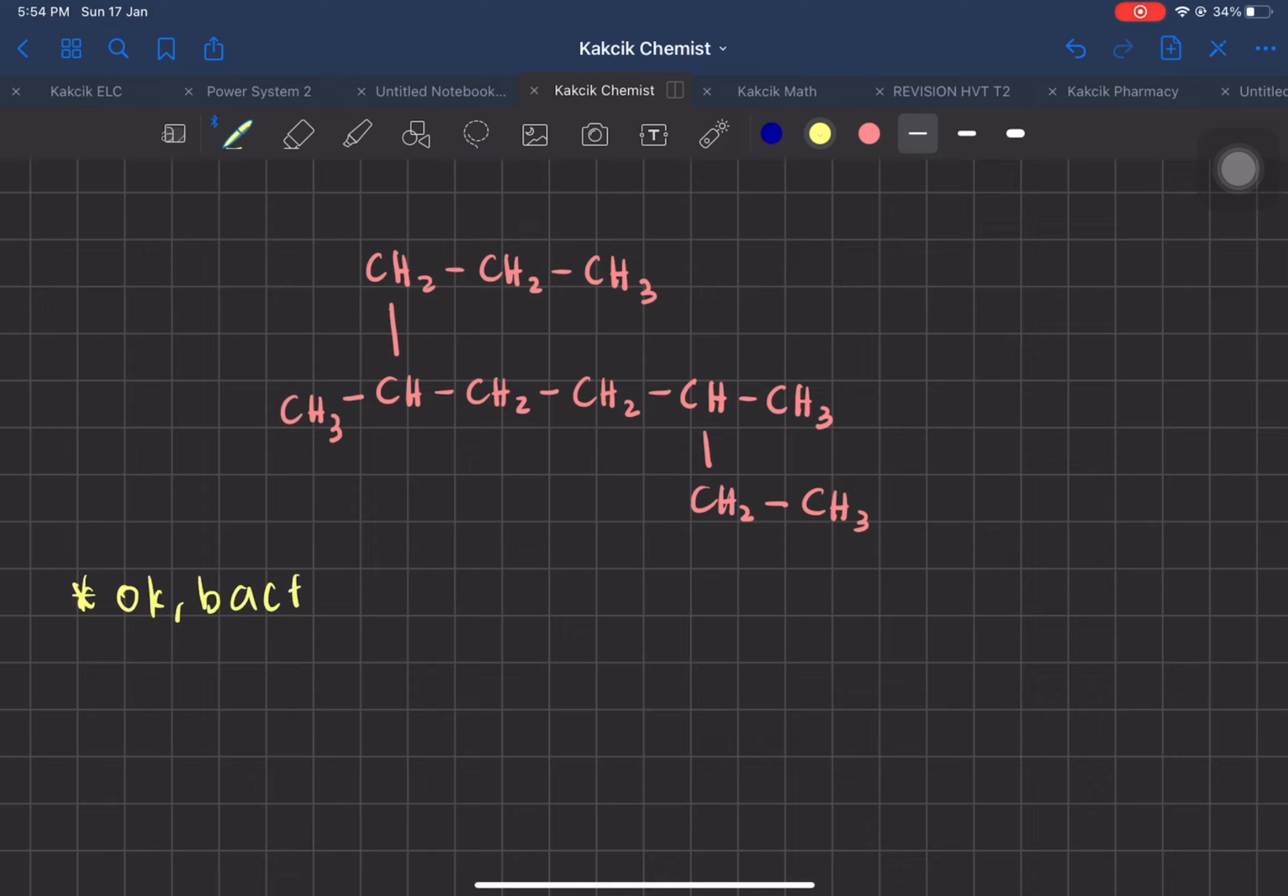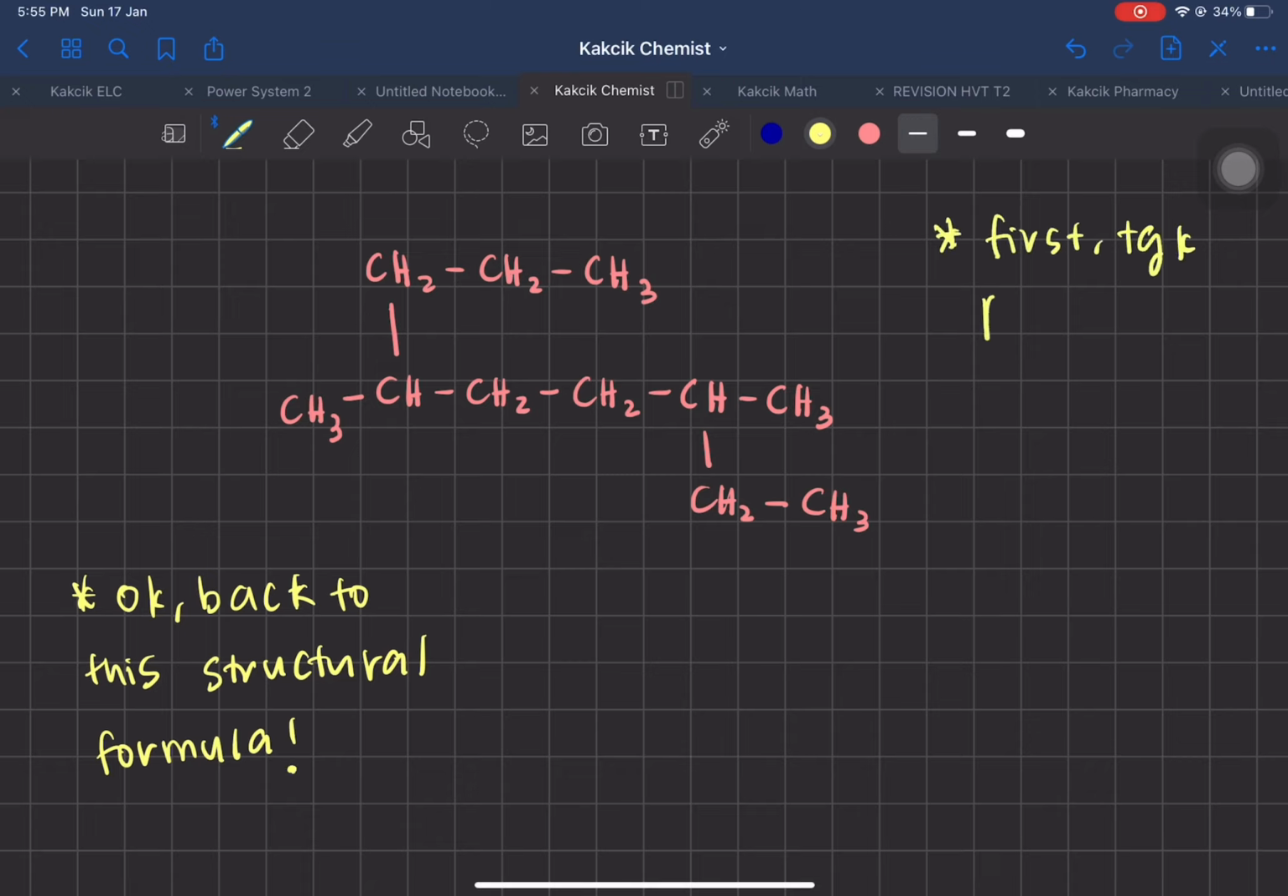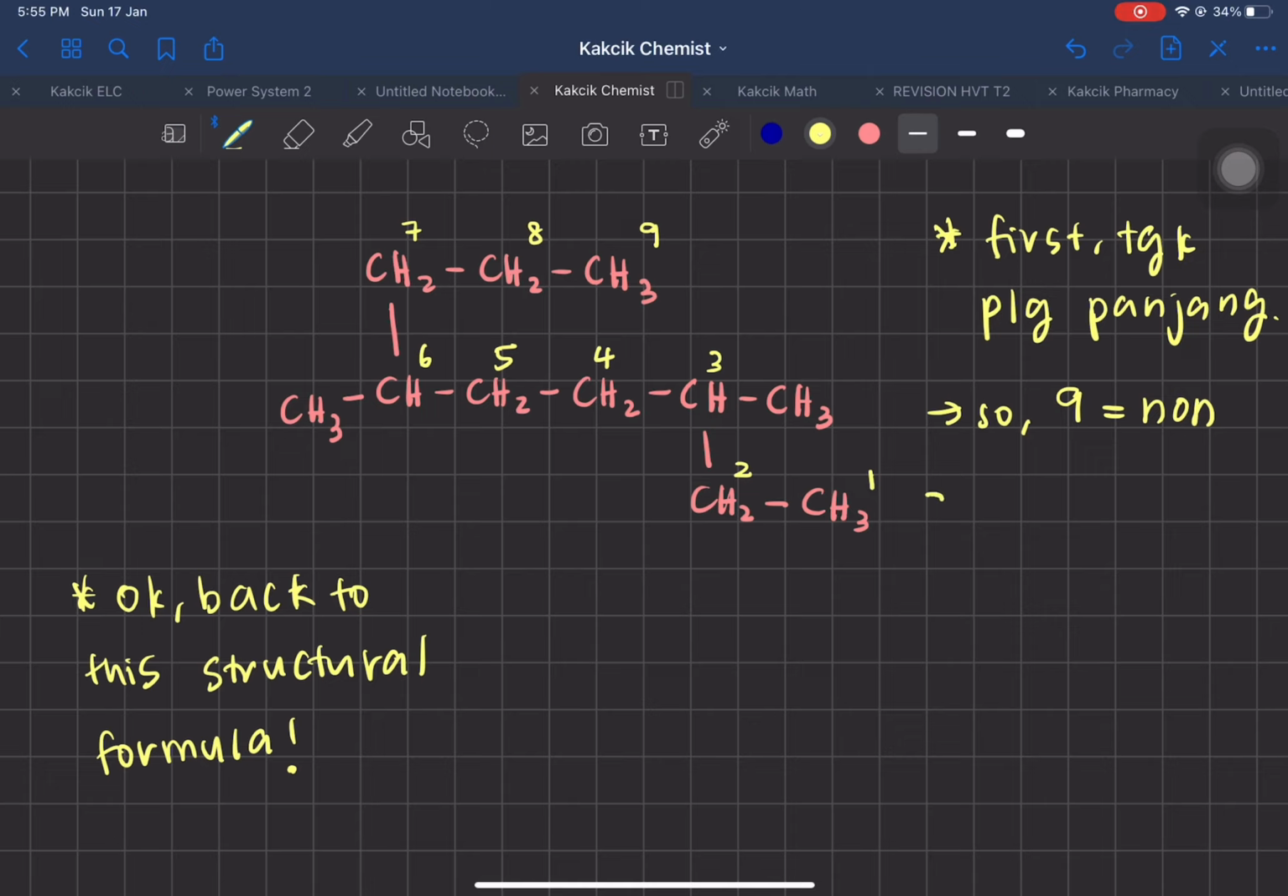Okay, then, how do we name the structure? First, we look for the longest carbon chain. We don't mind where we start, but we must start with the longest chain. So I start with the bottom one. 1, 2, 3, 4, 5, 6, 7, 8, 9. So we have 9 carbons in the longest chain, so it will be non.